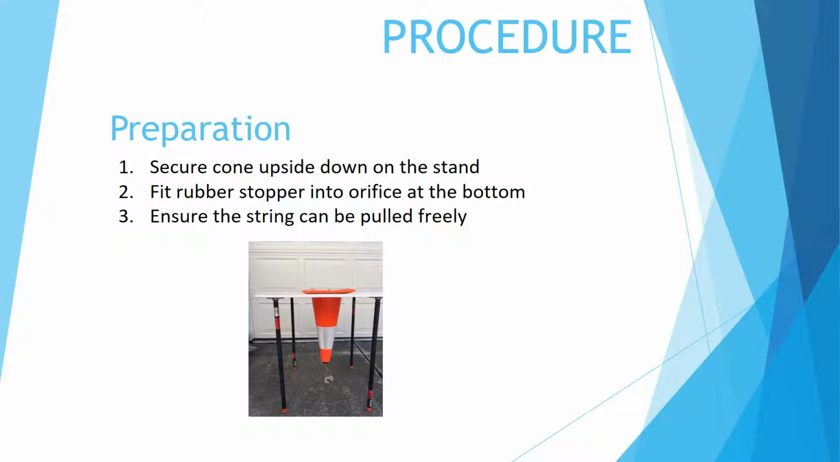To set up for the experiment, the cone is placed upside down on the cone stand. The rubber stopper is inserted into the orifice to secure the water as it's poured into the container. The string is inspected to ensure it can be pulled freely to start drainage.